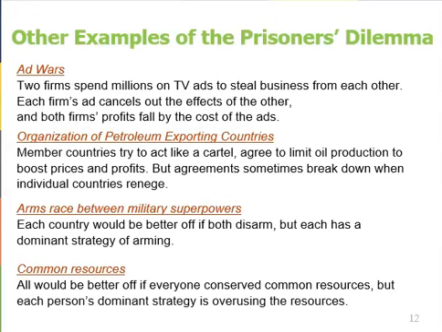There are many other examples of the prisoner's dilemma. For example, two firms spend millions on TV ads to steal business from each other. Each firm's ad cancels out the effect of the other, and both firms' profits fall by the cost of the ads. Member countries try to act like a cartel, agree to limit oil production to boost prices and profits, but agreements sometimes break down when individual countries renege. In an arms race between military superpowers, each country could be better off if both disarm, but each has a dominant strategy of arming. For common resources, all could be better off if everyone conserved common resources, but each person's dominant strategy is overusing the resources.